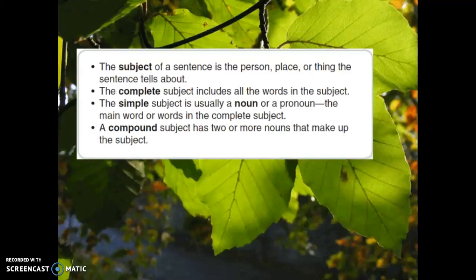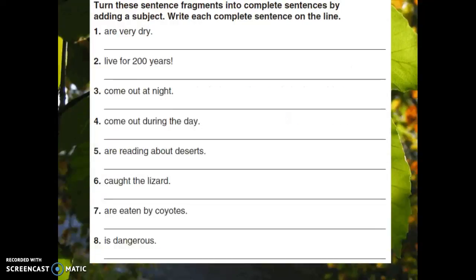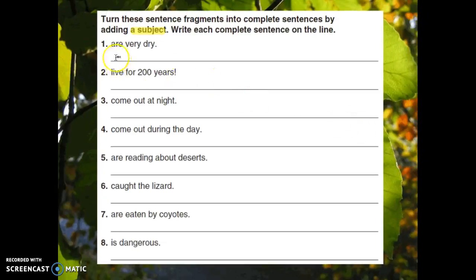So boys and girls, your job today is to complete grammar page 7. Your job is the following. Let's take a look at the directions. Turn these sentence fragments into complete sentences by adding a subject. Just adding a subject, they'll already have a verb in there. Then, yes, you need to rewrite each sentence on the line. Okay, let's do number 1 together so you can see an example.